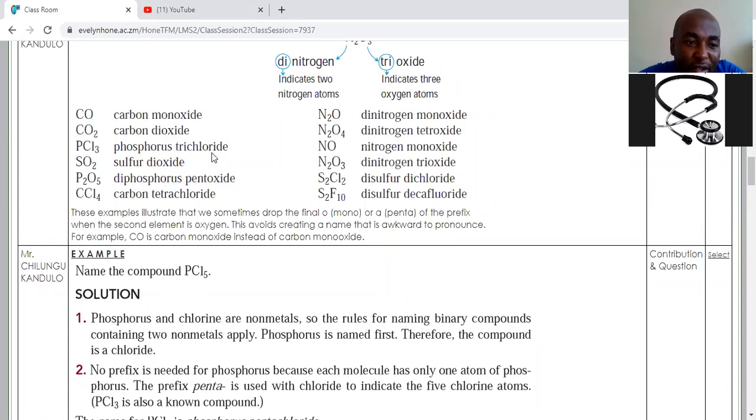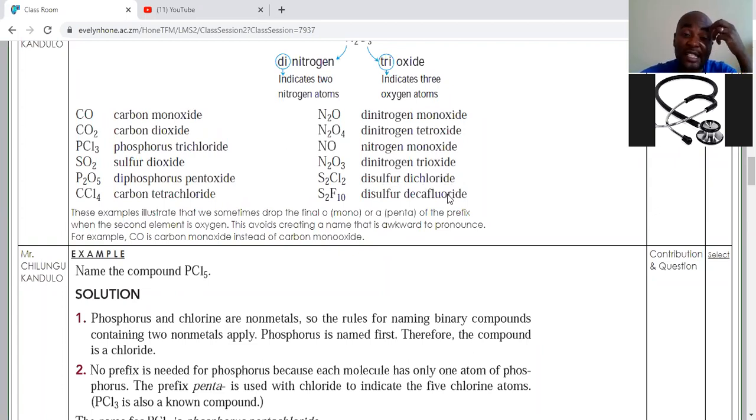Phosphorus trichloride. Sulfur dioxide. Carbon tetrachloride. Carbon monoxide. Dinitrogen monoxide. Dinitrogen tetroxide. Nitrogen monoxide, dinitrogen trioxide, disulfur dichloride, disulfur decachloride.